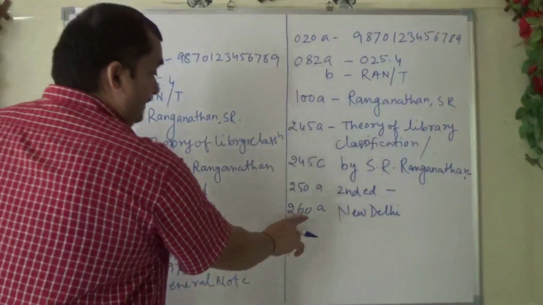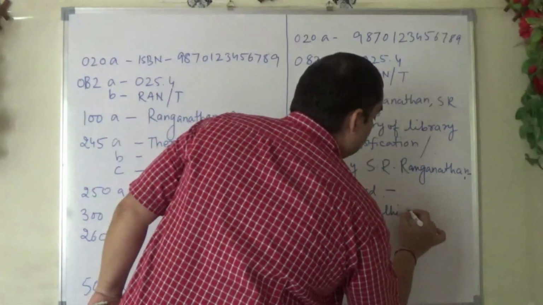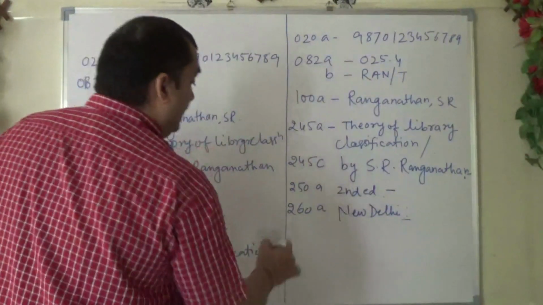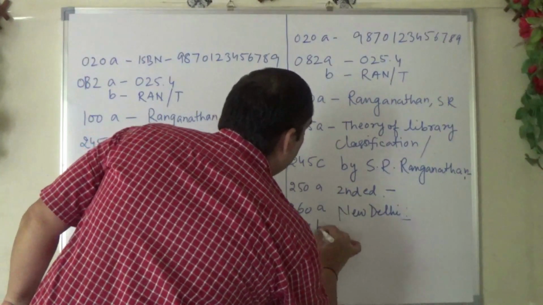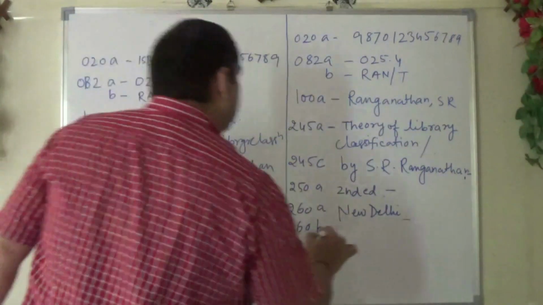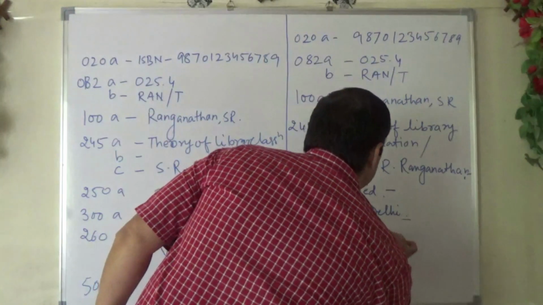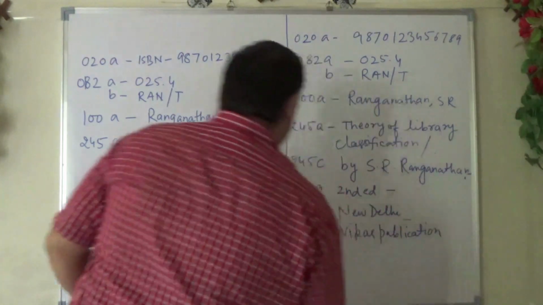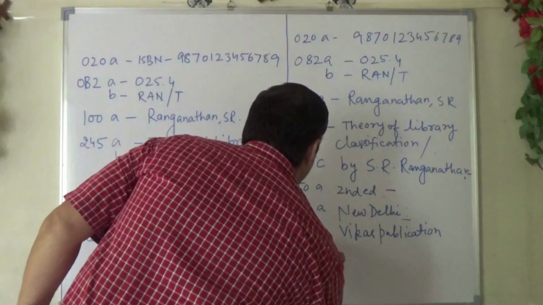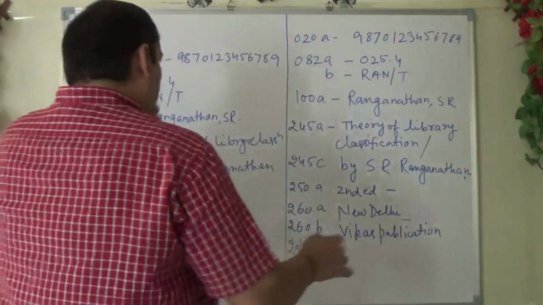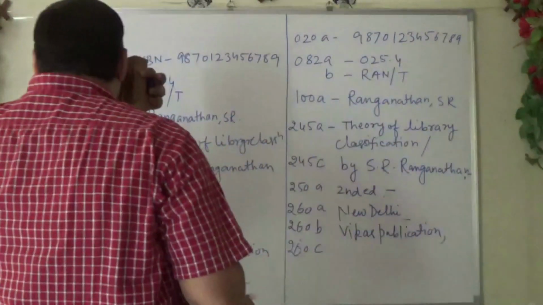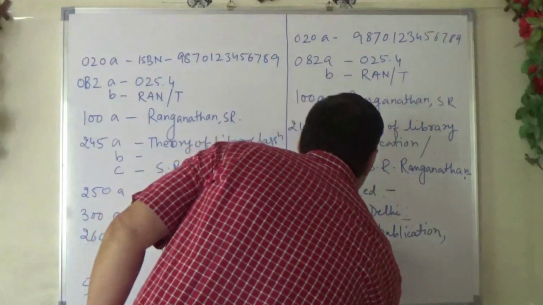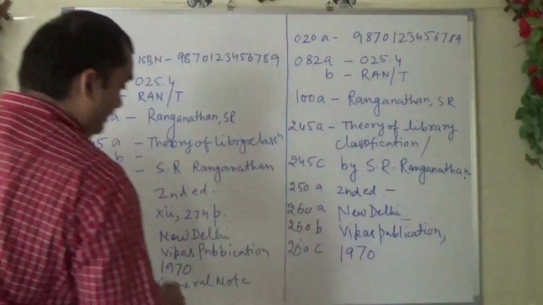Then after this we write the name of publisher, so we separate it by colon. So we add colon here, and then in 260B we write the name of publisher, like Vikas Publication, and then in 260C we write the year of publication, so we write the same year of publication like 1970.